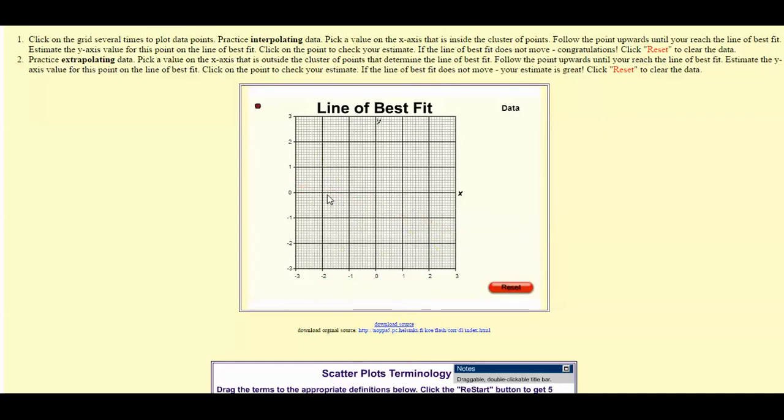And if the dots don't rise or fall from left to right, then it's no correlation, if the line is flat like this. And I said that when you're dealing with a positive and a negative correlation, then the strength depends on how far the dots are from the line.